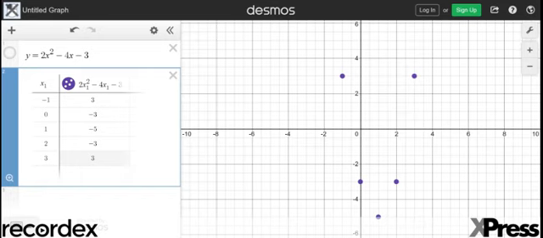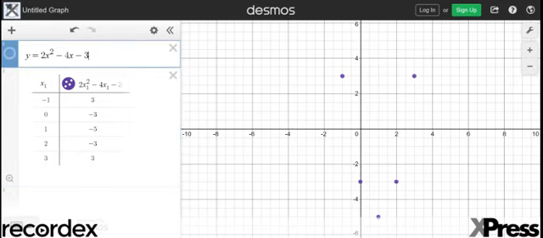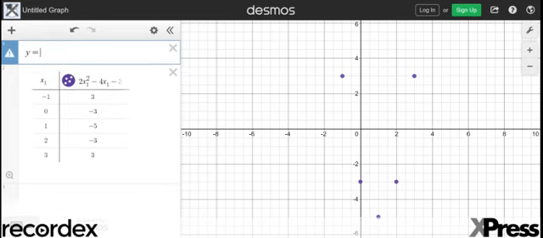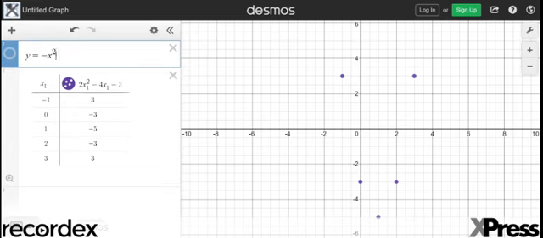Now let's say that I've done this for one problem and I need to do my next problem. Well, I can go back up to the top here. I'm not even going to delete the table. I'm just going to go up here and I'm going to write in my other equation. So negative x squared minus 4x minus 1.